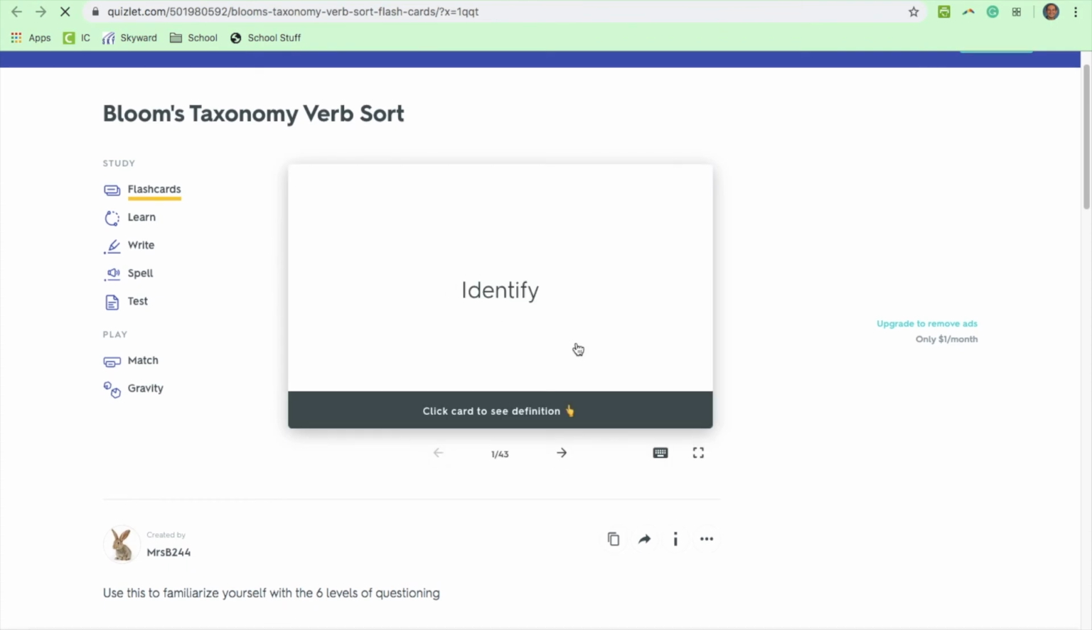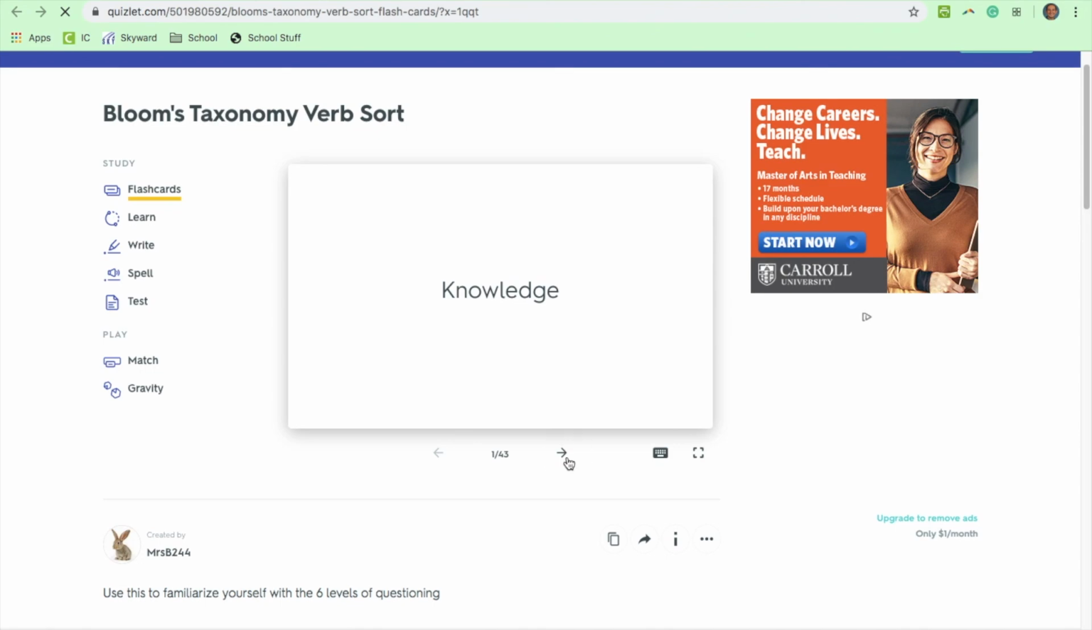So it'll have the verbs associated with Bloom's taxonomy. Flip it over, and there's all different games you can play here, so you can experiment with that.